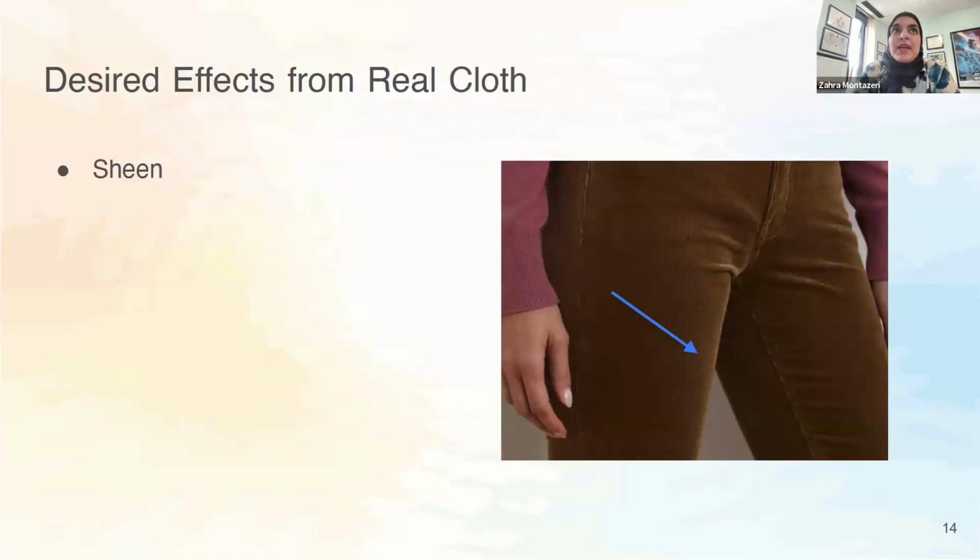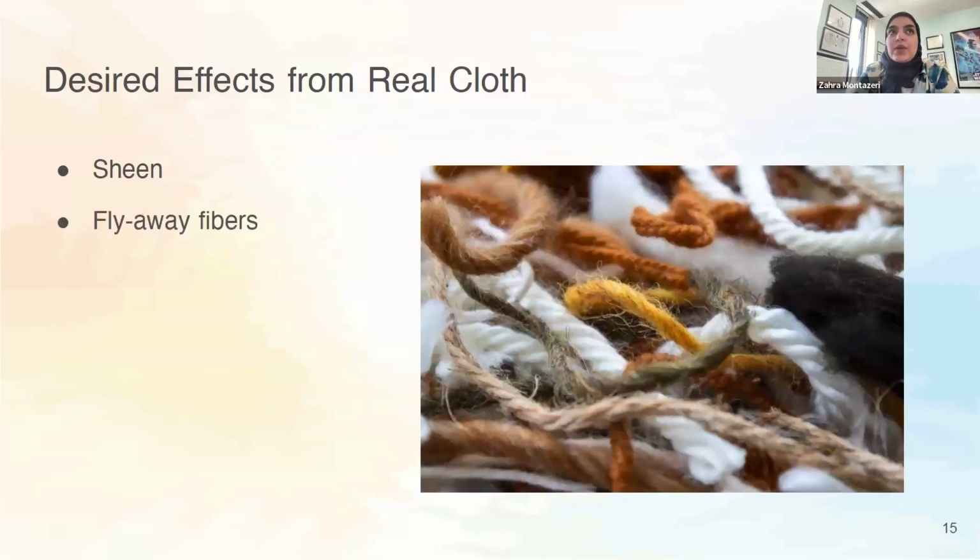One of the effects that is very challenging but very interesting to reproduce in fabrics is called the sheen effect. When you see it on the edge, it's brightened up. So this is a fabric-specific effect. We also have flyaway fibers, which are some strands of fibers that stick out of the cloth, and they help the realism by a lot.